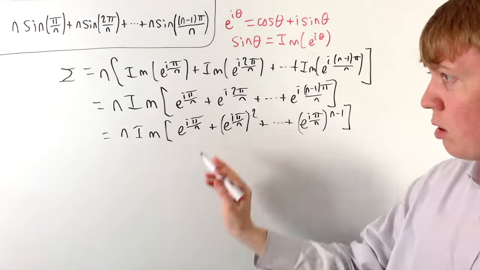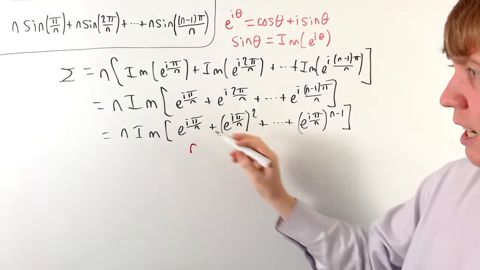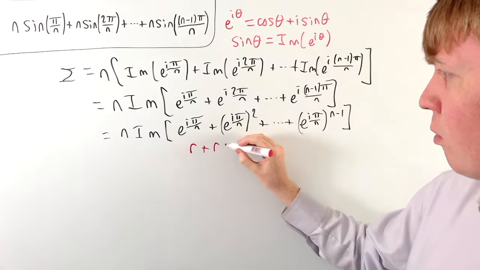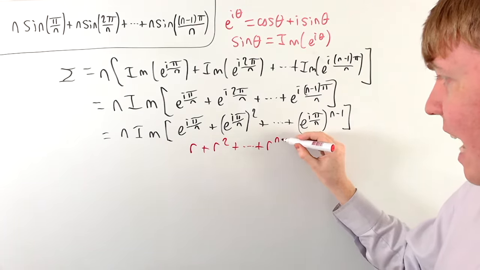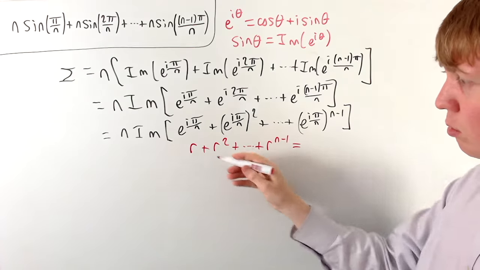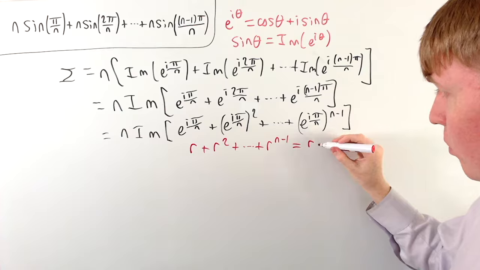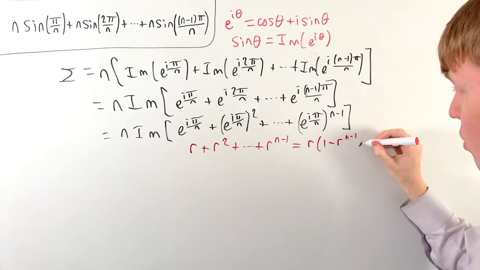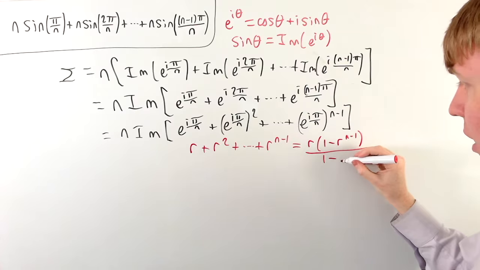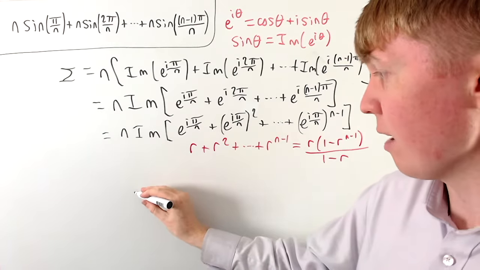So now we've got a partial sum of a geometric sequence. We'll say the common ratio here, e to the I pi over n, is r. So we've effectively got r plus r squared all the way up to r to the n minus 1. And you can show using the formula for the partial sum of a geometric sequence that this can be simplified and written as r times 1 minus r to the n minus 1, all divided by 1 minus r. So this gives us a really nice simple expression now for our total sum.